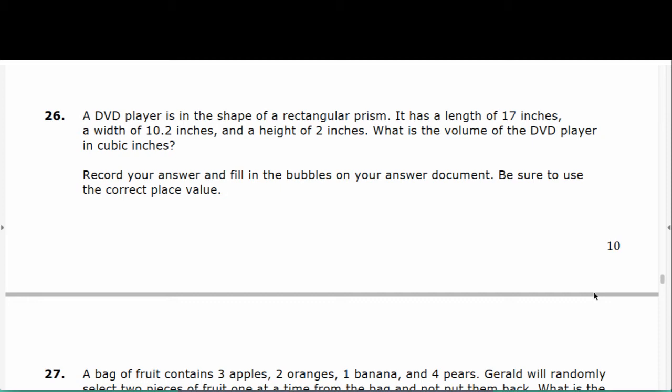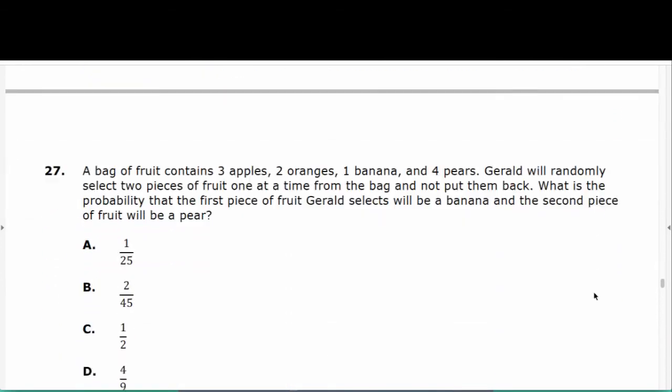Question 26. A DVD player is in the shape of a rectangular prism. It has a length of 17 inches, a width of 10.2 inches, and a height of 2 inches. What is the volume of the DVD player in cubic inches? Record your answer and fill in the bubbles on your answer document. Be sure to use the correct place value.